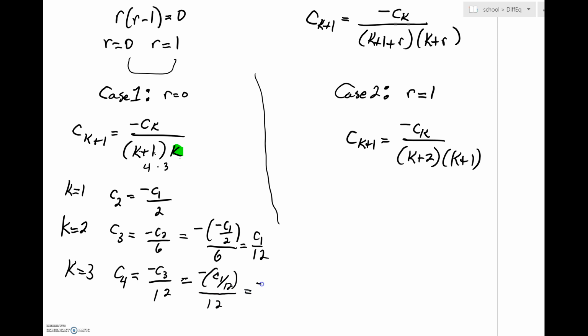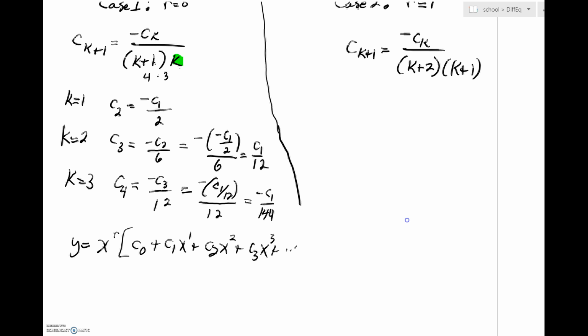All right. So, as we're working this thing out, we can go ahead and say, hey, y would equal, just beginning to think about this, x to the r, and then we'd have to have c sub 0 plus c sub 1 x to the 1 plus c sub 2 x squared plus c sub 3 x cubed, and so on, right? And I think this is helpful as you begin to take a glance at this.